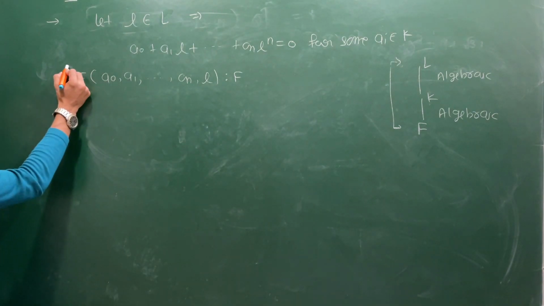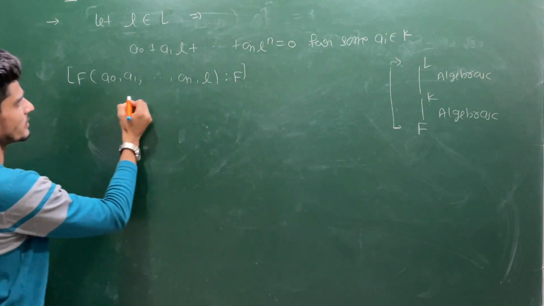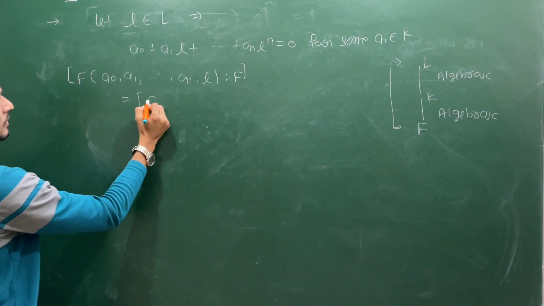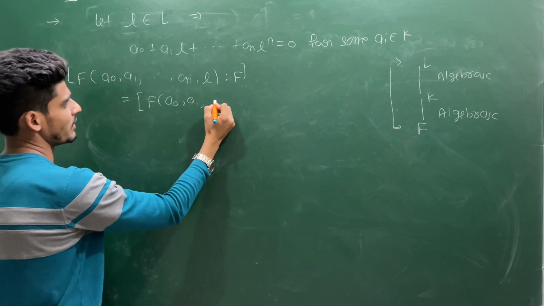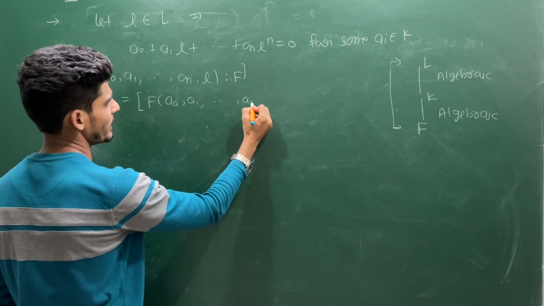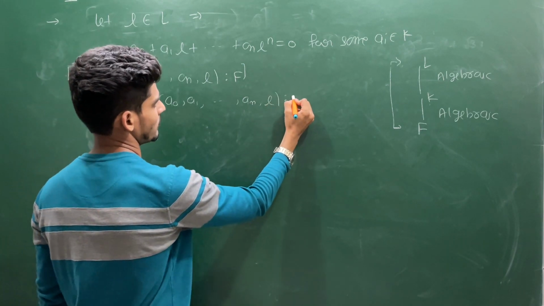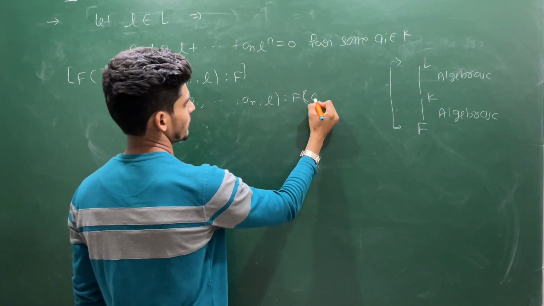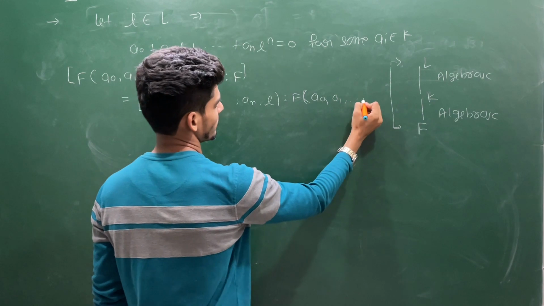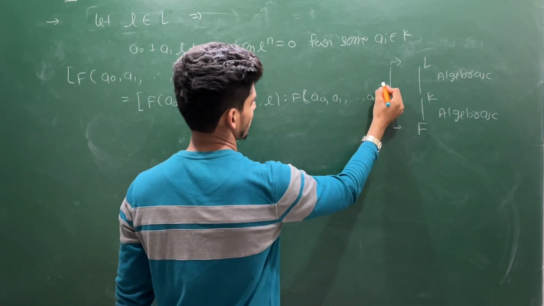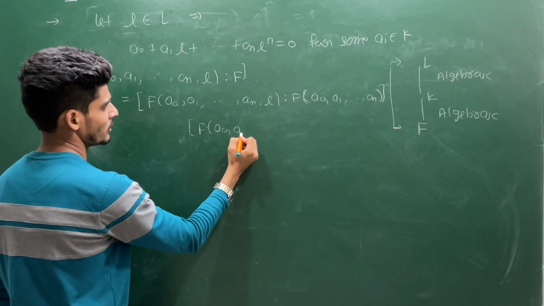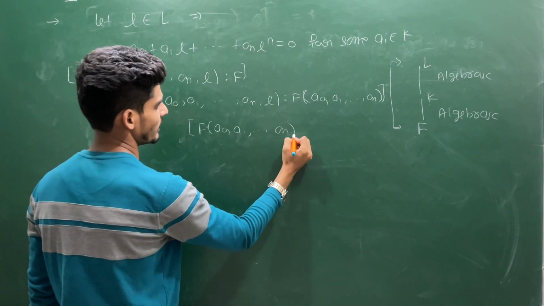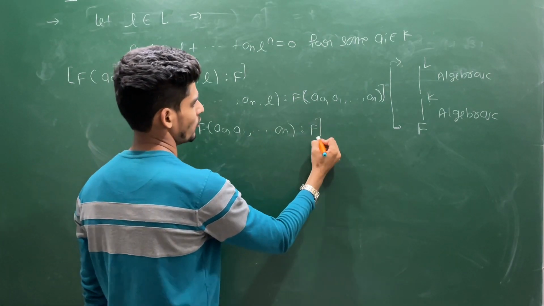Let's observe in this manner. This is the same as the degree of this extension, F adjoin a0, a1 up to an comma l over F adjoin a0, a1 up to an, into the degree of the extension of F adjoin a0, a1 up to an over F.